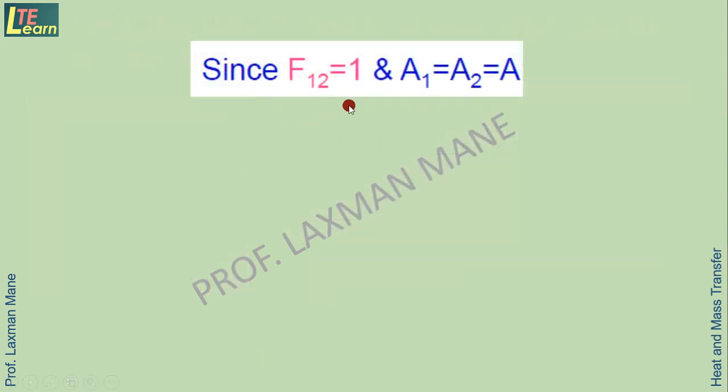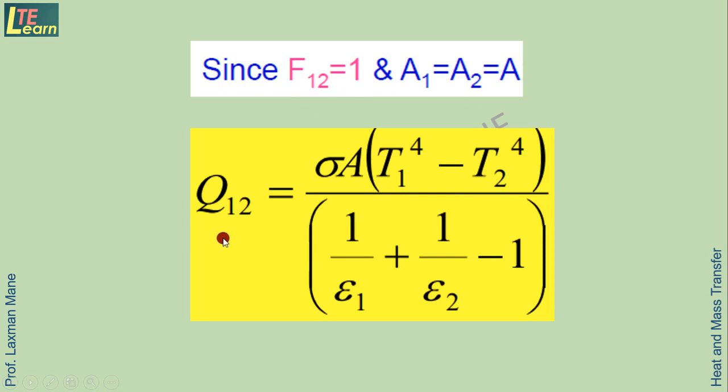In this case, as the areas A1 and A2 are the same, equal to A, and the shape factor for 1 to 2 heat exchange is 1, the equation comes as Q12 is equal to sigma A into bracket T1 raised to 4 minus T2 raised to 4, divided by this expression. So this is the equation for gray surfaces. We already obtained this equation in the last video by another approach.